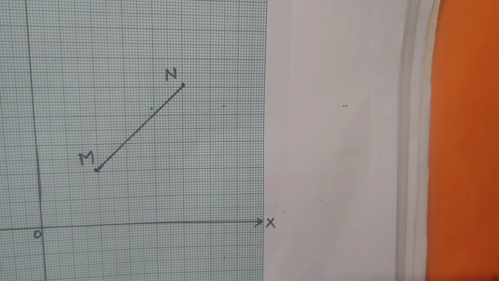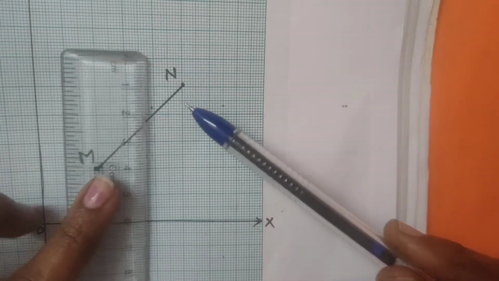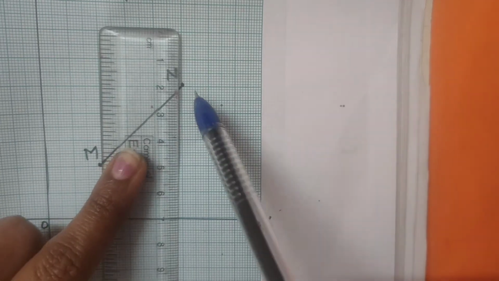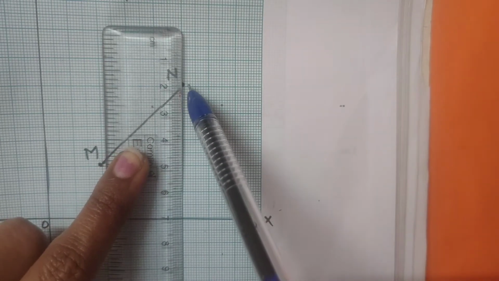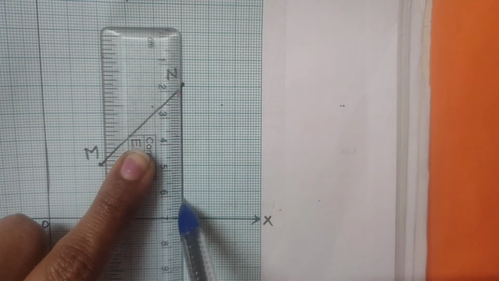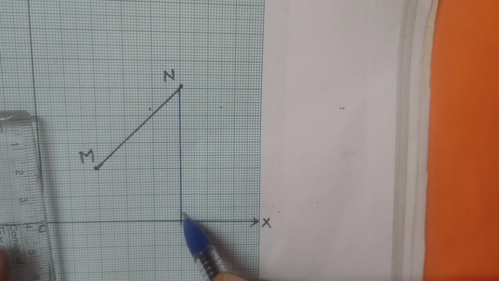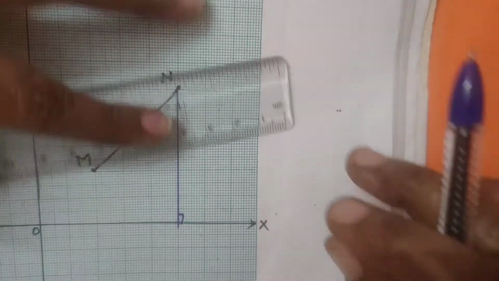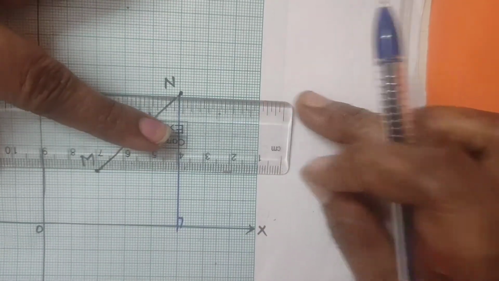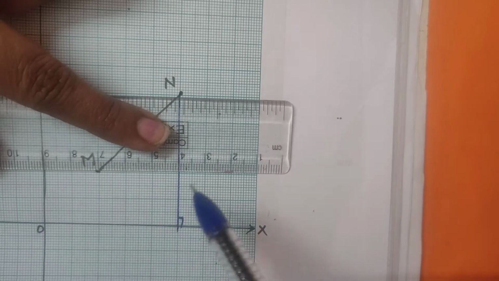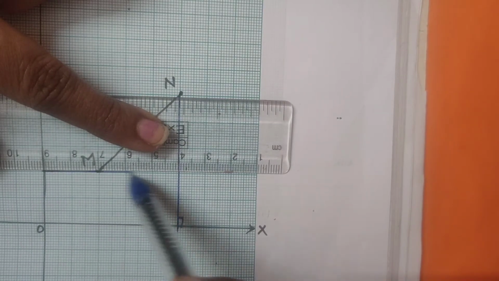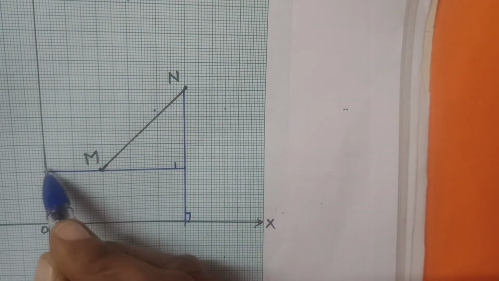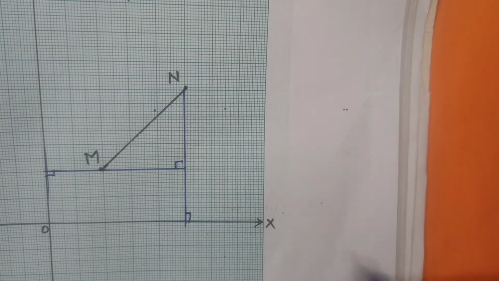So what am I going to do? I'm going to make it parallel to y-axis, that means perpendicular. I am going to draw a line in such a way that it is perpendicular to the x-axis. Done here. So this becomes perpendicular to x-axis. Now here one more, which is perpendicular to y-axis. So I am going to draw a perpendicular to y-axis here. So this is becoming a perpendicular, and even this forms a 90 degree.